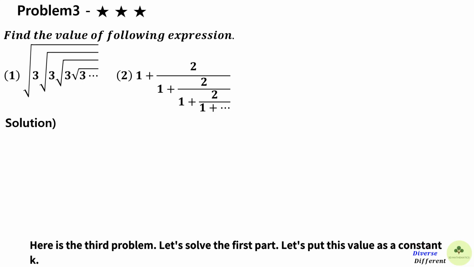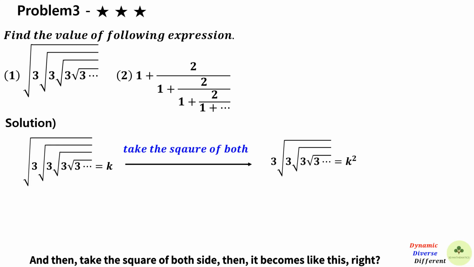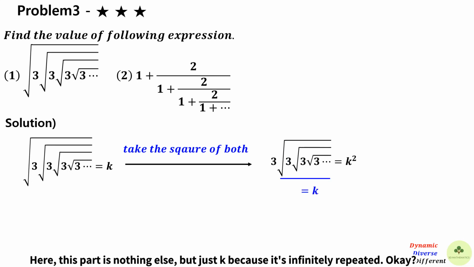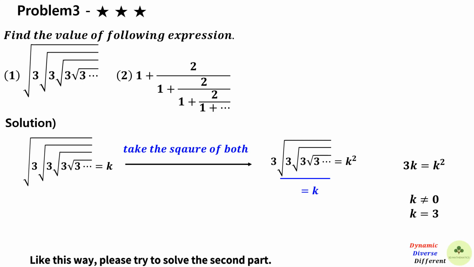Here is the third problem. Let's solve the first part. Let's put this value as a constant k, and then take the square of both sides, then it becomes like this, right? Here, this part is nothing else but just k because it's infinitely repeated, okay? So this equation is just 3k equals k squared. If we solve it, we can get to know that k is equal to 3. Of course, k should not be 0, okay?